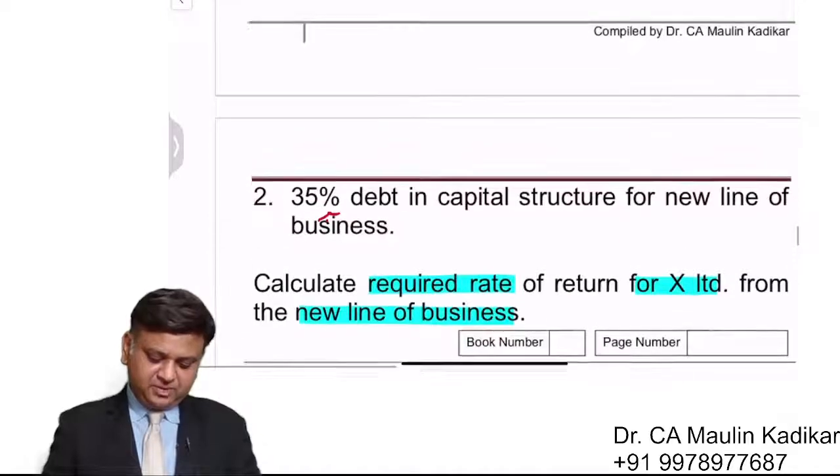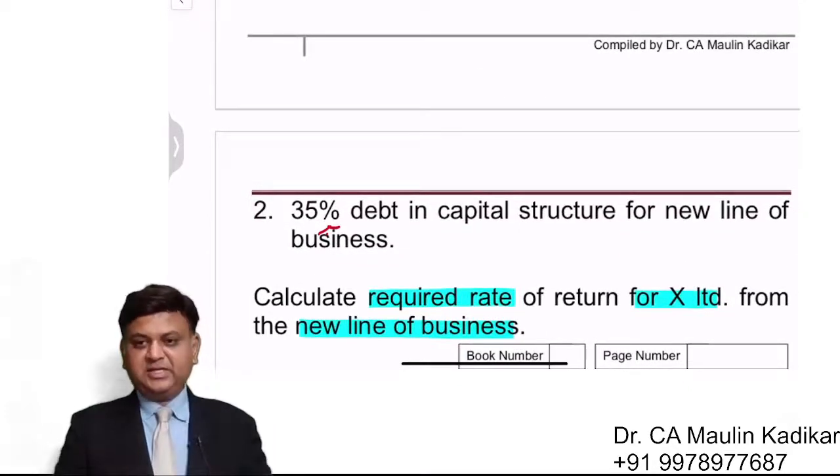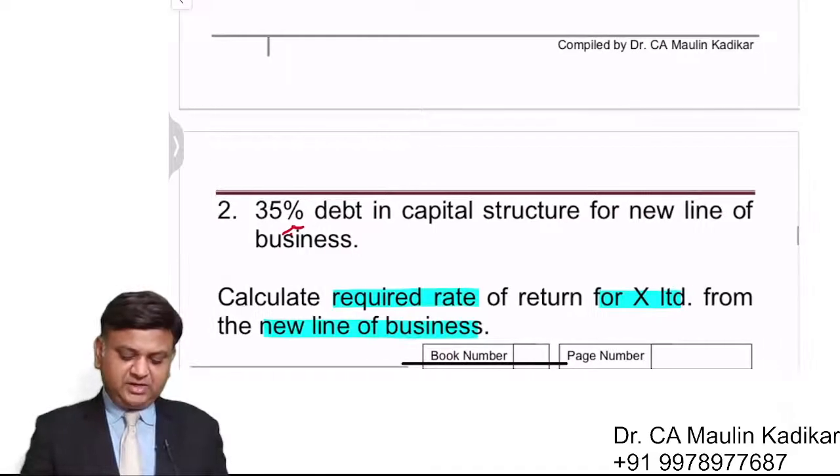Now second part of the question: if 35% debt in the capital structure, then what will be the weighted average cost of capital?